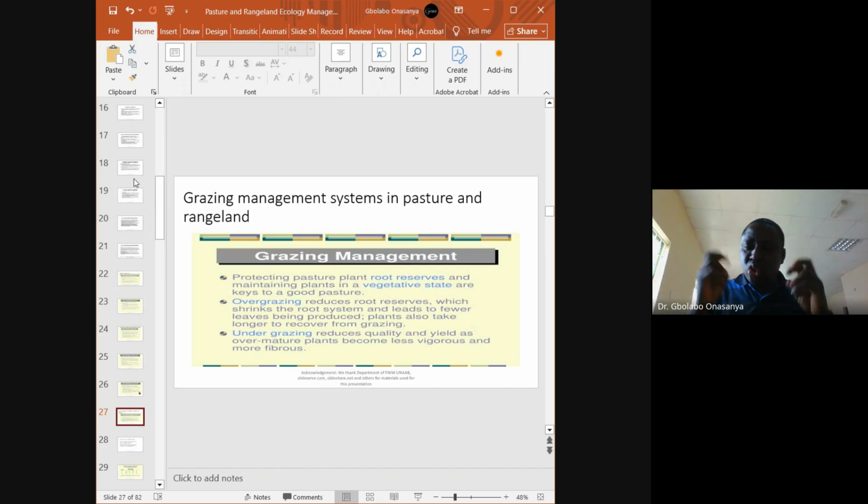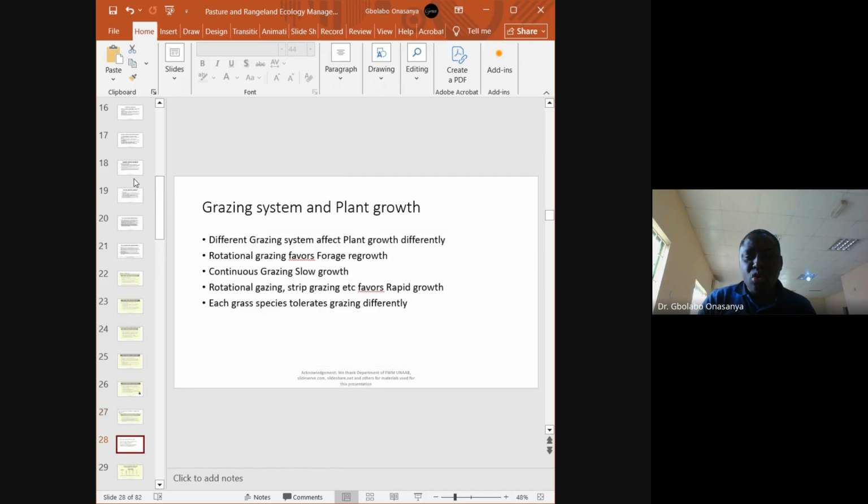So you will know where not to do overgrazing. You will know where not to do undergrazing. You will know where you will do rotational grazing or intensive rotational grazing or deferred grazing. Am I making sense? So that is management of your grazing systems.